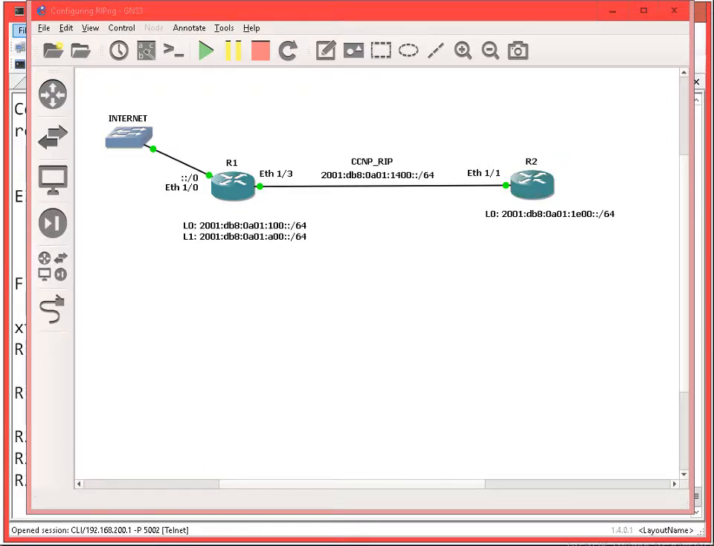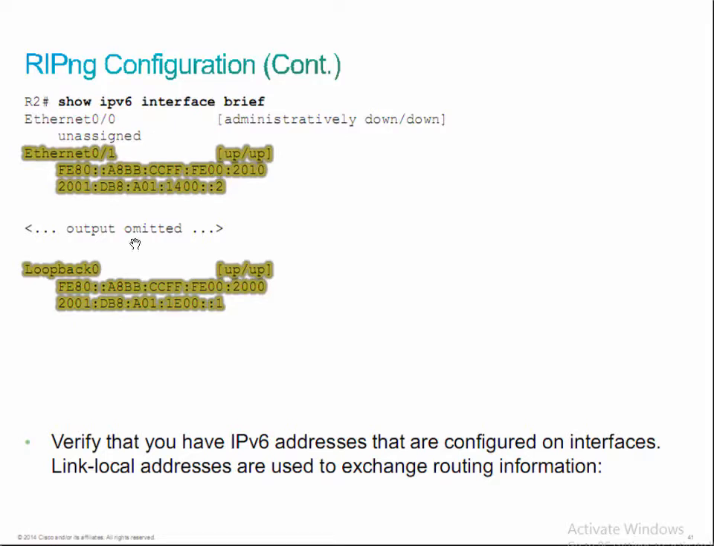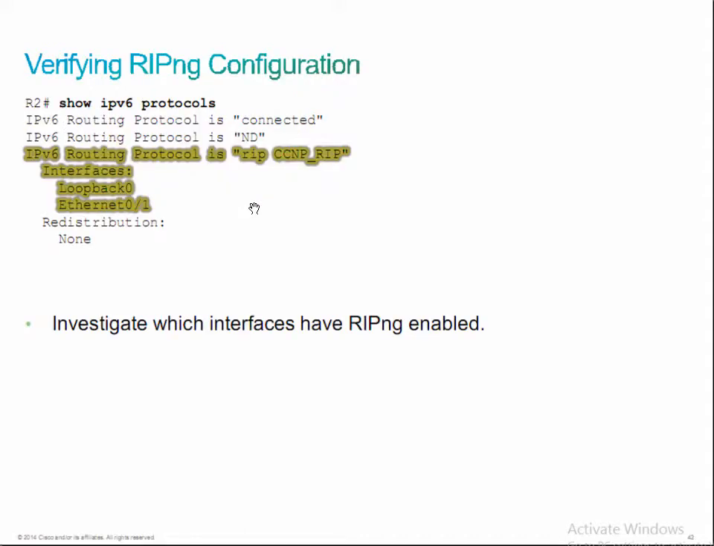All right, so in the case of R1, oh, by the way, I'm sorry, I should have mentioned this. These are all the configurations that we applied, IPv6 unicast routing and so on, and the show IPv6 interface brief, we looked at that. And then these were the configuration commands that I applied to the individual interfaces. The show IPv6 protocols, I don't know why I was not switching through these slides. I guess I was just showing you in the command line.